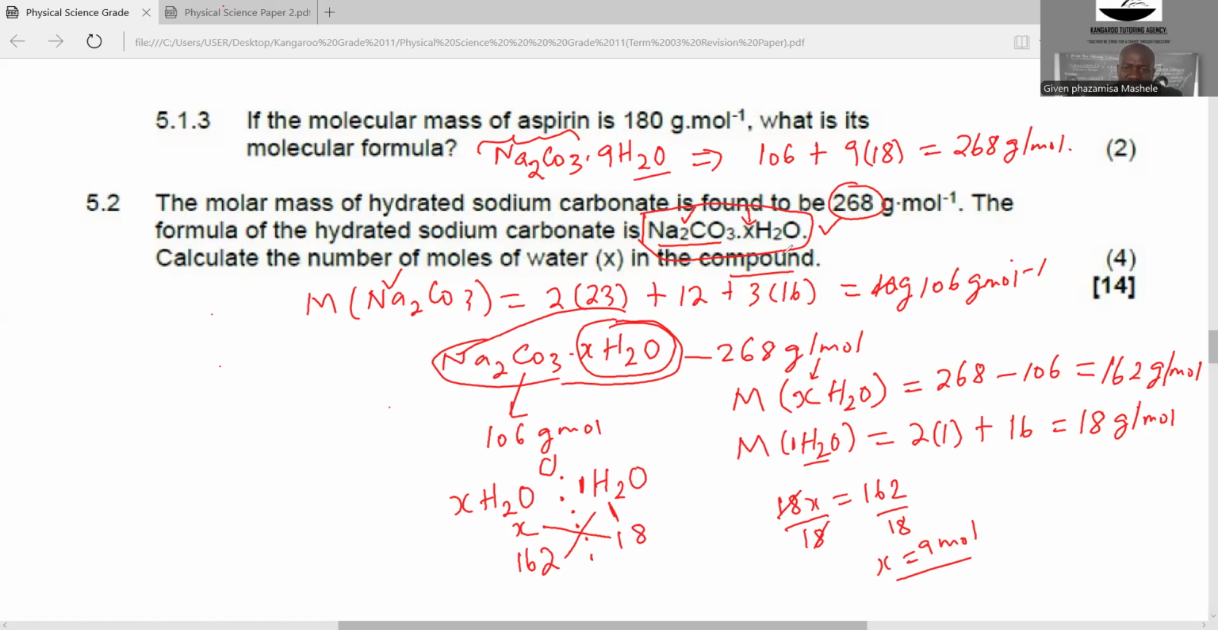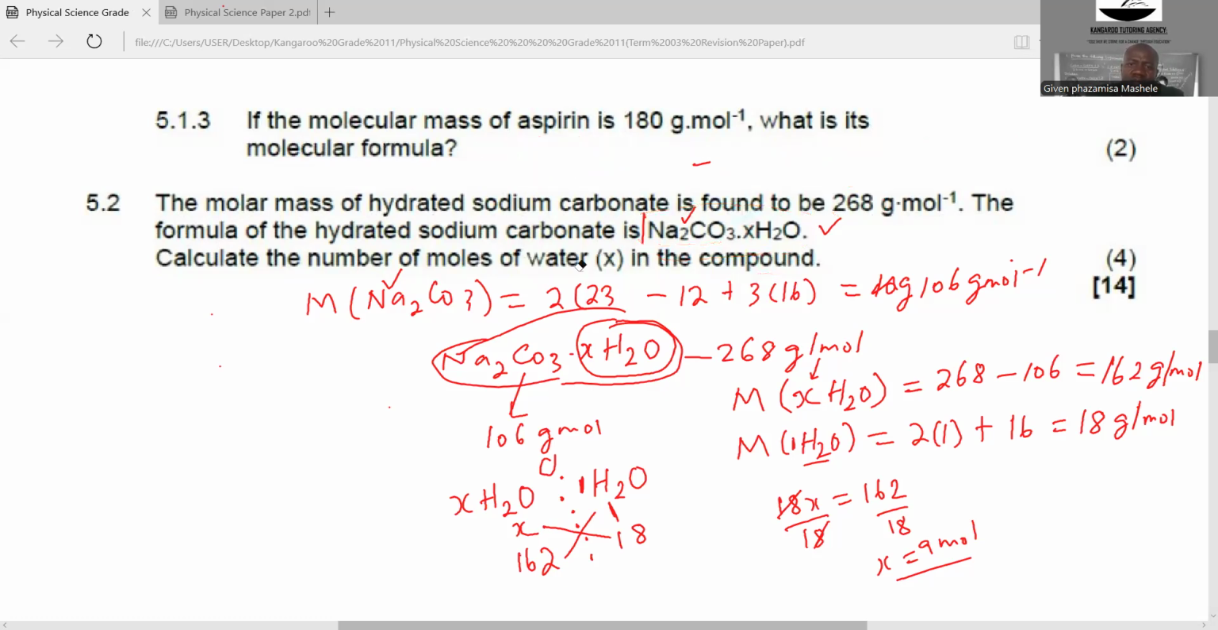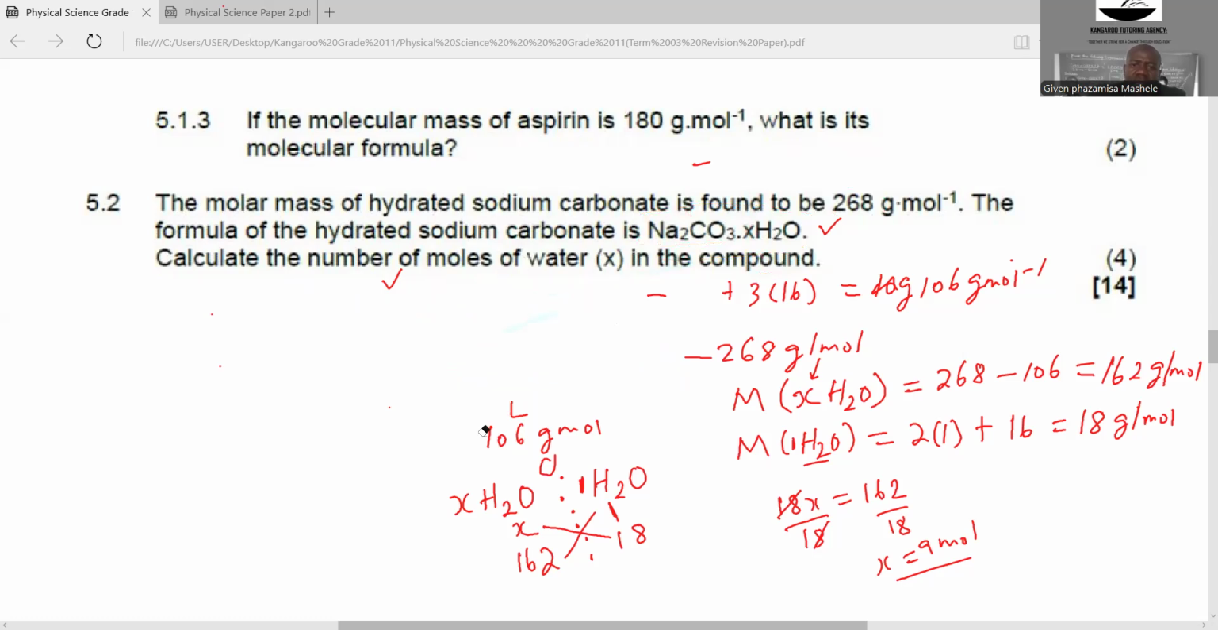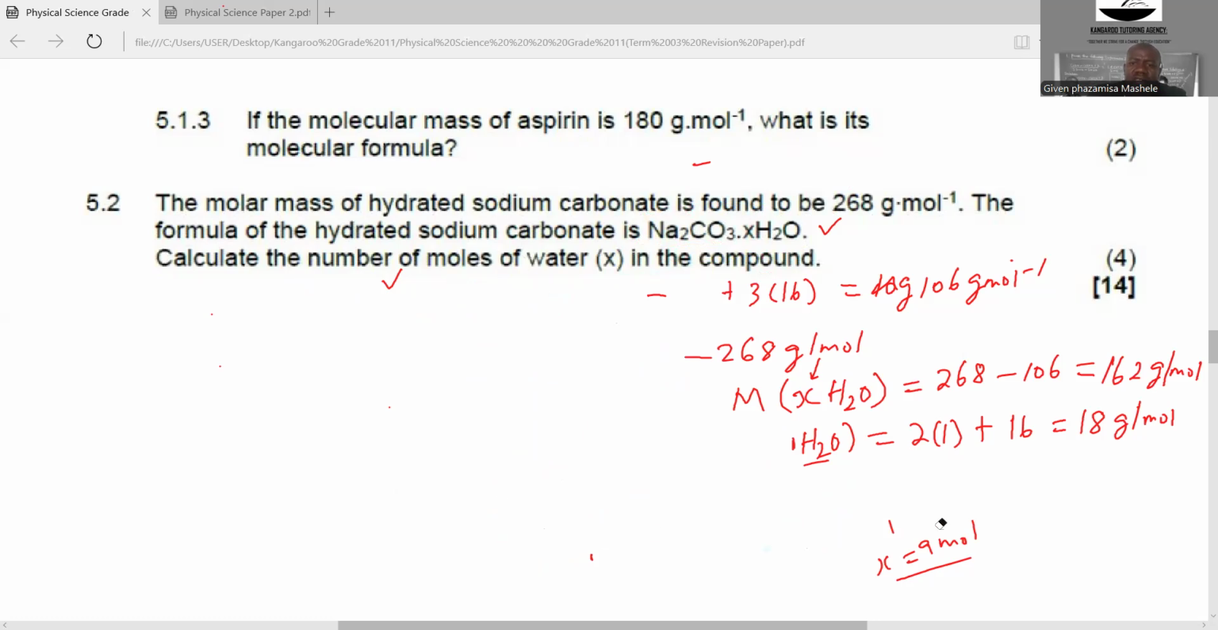So the value of x, the number of moles of water, is 9. Right, then we're going to move on. Please, if you don't understand, just pause the video and go through it step by step. Then you'll understand what I've actually done here. Right, let's move on to the next question. Without wasting time, let's move on.